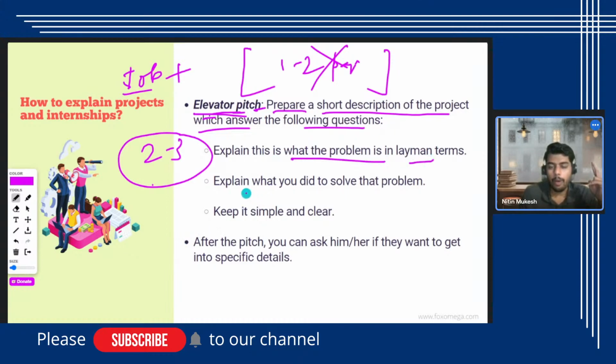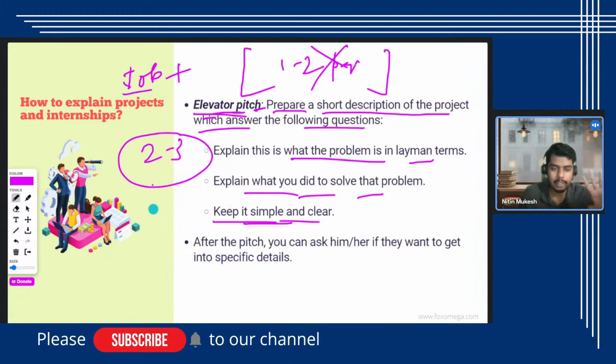Second, what did you do to solve the problem? Maybe you did some data analysis, maybe you applied some ML algorithm, some deep learning algorithm, or something else. Whatever you have done, just tell those things, and keep all the things very simple and clear. Simple and clear means don't try to complicate things.